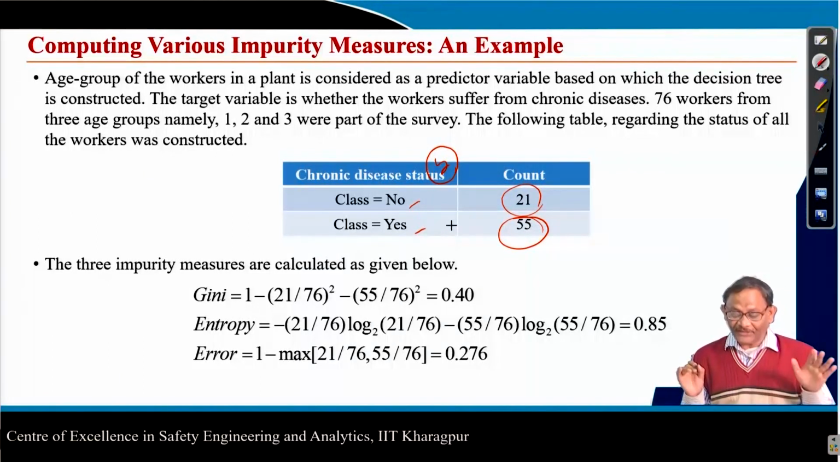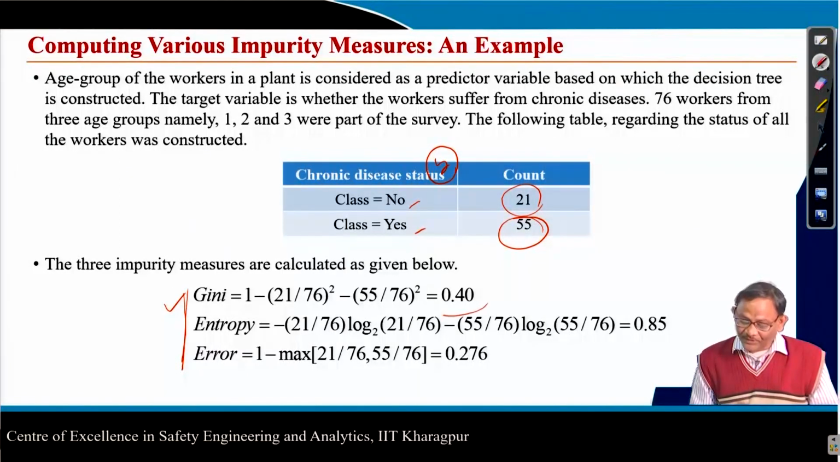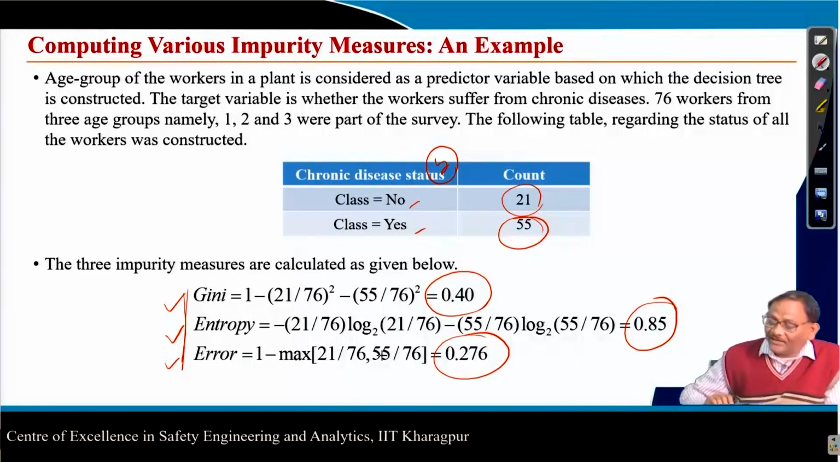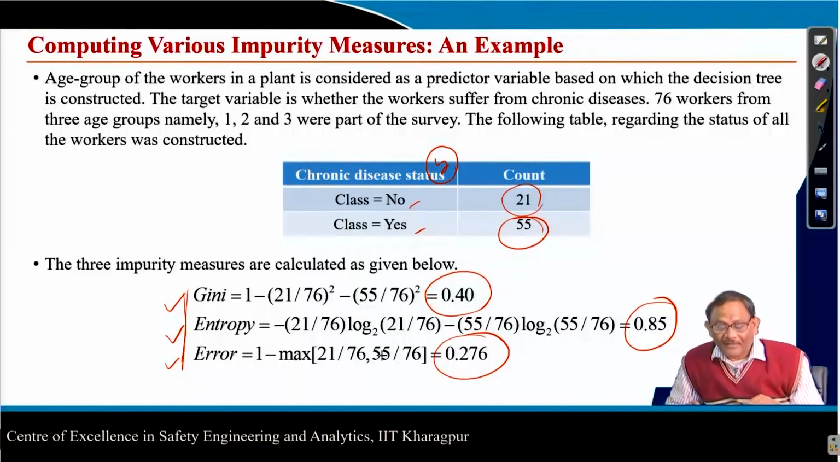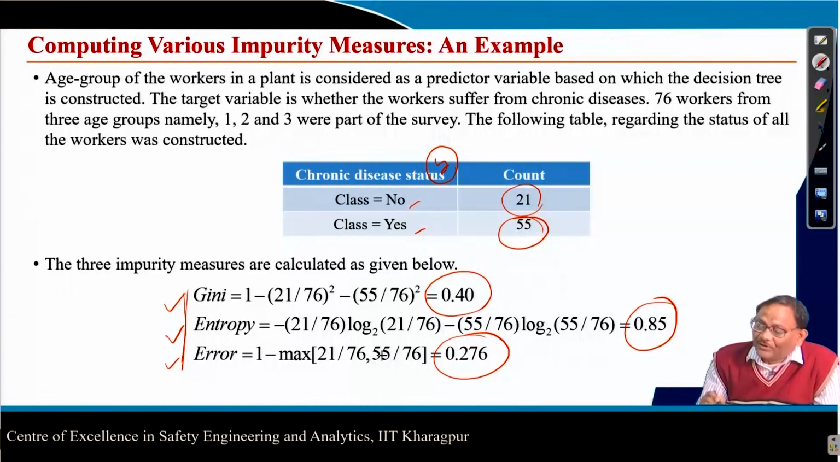Now what is the impurity in this data? You can use all three measures. From the Gini measure, the impurity in the data is 0.40. From the entropy measure, 0.85. From the error measure, 0.276. Please understand that these are not comparable; the values are different because we have used different kinds of measures, but they are talking about the same thing.